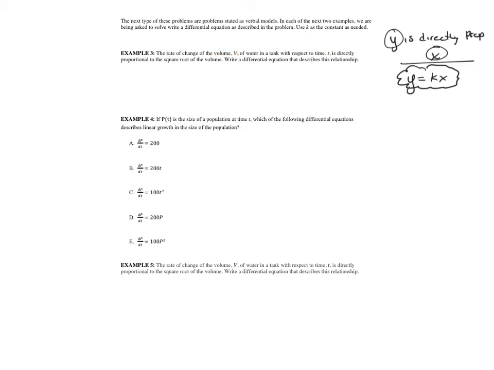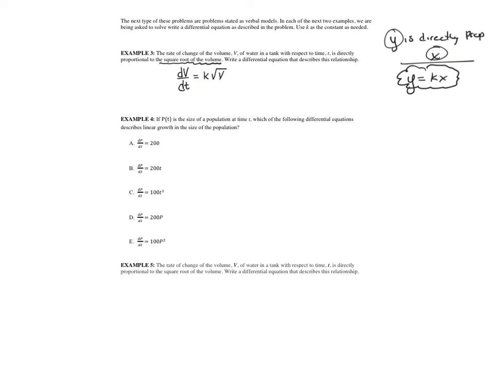We have a way to write that in calculus, and it's dV/dt, just like when we were doing our related rates problems. And it says that is directly proportional. Okay, so that's going to be equal to k times the square root of the volume. So the square root of our volume. And this would be the differential equation that describes that scenario.